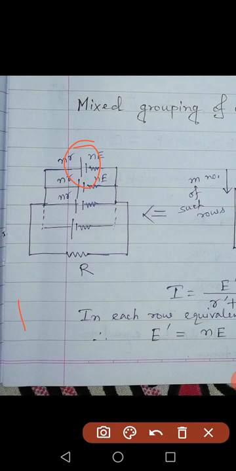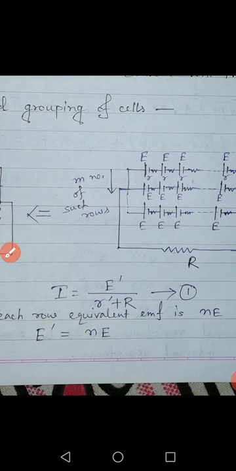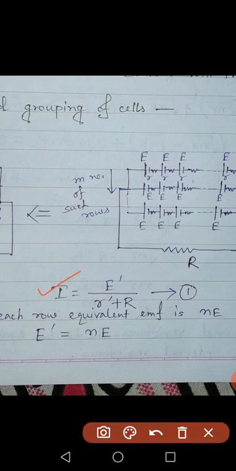You know this one. While discussing the parallel combination, I gave you E dash, or E equivalent, which was equal to only E. This E was the EMF of an individual cell. So here, how much is the EMF of an individual cell? It is NE, so the total EMF will also be NE. Here we can write the expression for current, which you already got: current equals E dash, the equivalent EMF, divided by the equivalent internal resistance R dash plus the external resistance R. So this E dash will be equal to NE, the total EMF.